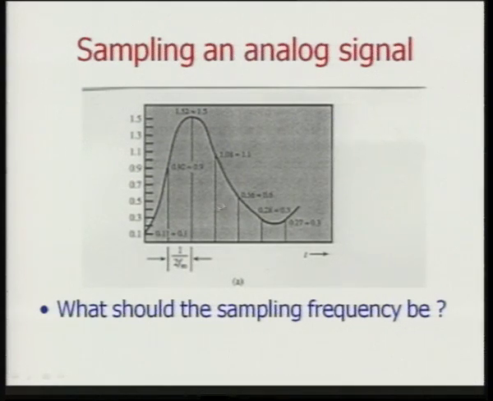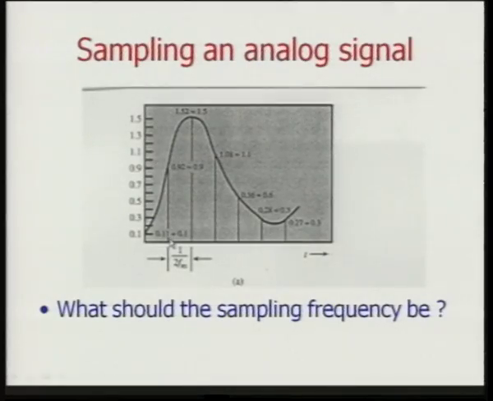So, the first question that comes here is, how often should I sample this? That is, what should be the sampling frequency? Why am I concerned with the sampling frequency? It is very easy to understand by just looking at a signal like this. Let us say I sample at very large intervals of time. That is, I take a sample here and then I take a sample over here. Now, what will happen in that case?